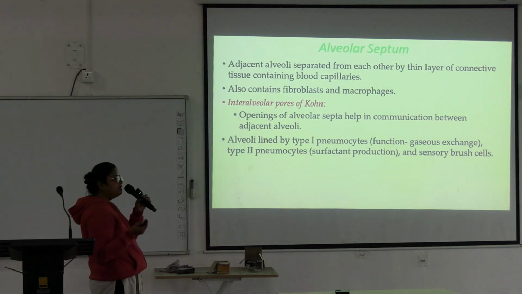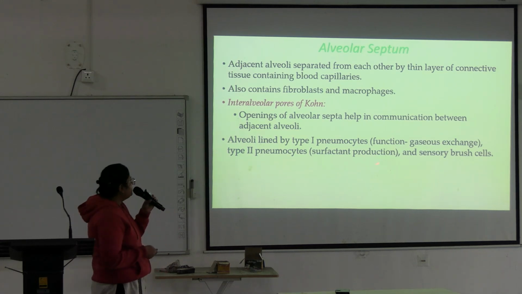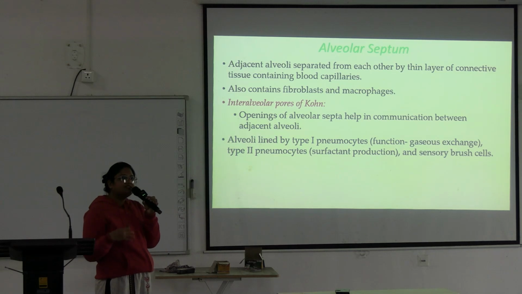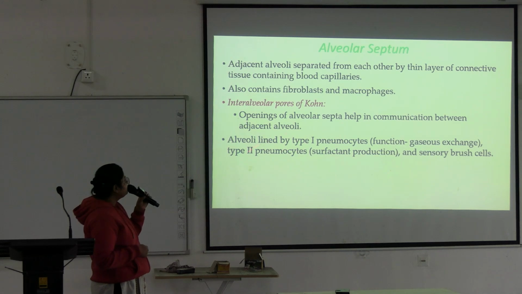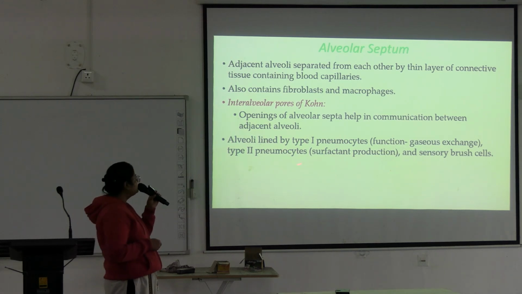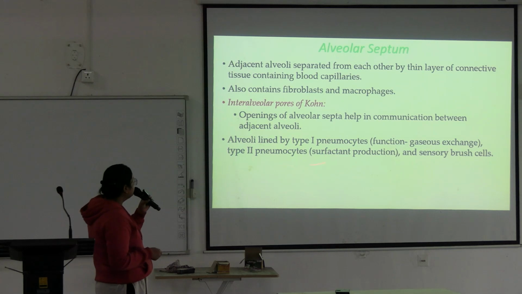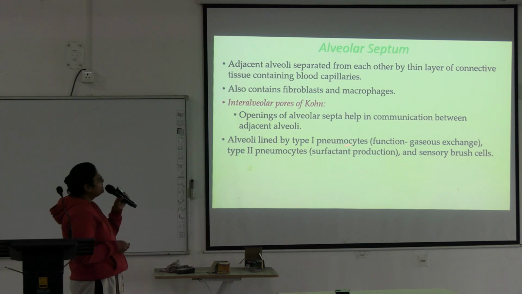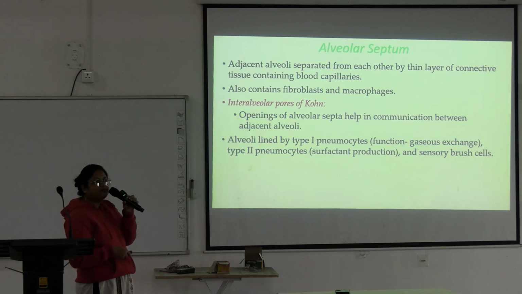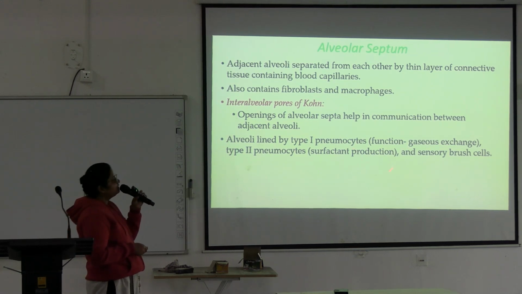Alveoli are lined by two types of cells, type 1 pneumocytes and type 2 pneumocytes. Type 1 pneumocytes are flattened cells like squamous cells, and they help in gaseous exchange. And type 2 pneumocytes are almost cuboidal cells. They help in surfactant production, and there are also some sensory brush cells. Okay. So these are the cells lining the alveoli. Mainly these two types are present, type 1 and type 2. These functions are important for your Viva and MCQ. Okay. Type 1 helps in gaseous exchange, type 2 helps in surfactant production.